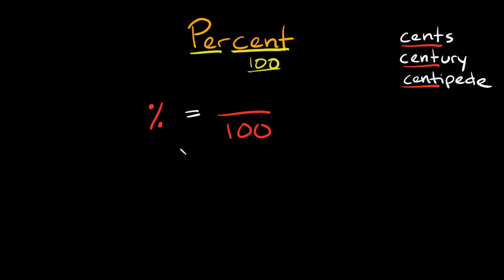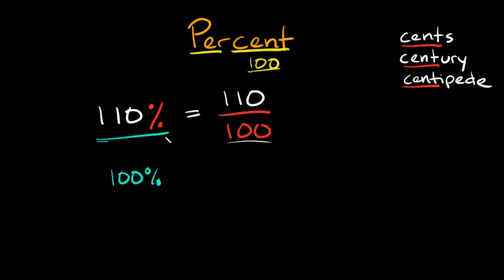Or sticking with the test analogy, let's say you stayed up all night long and you were studying and eating your vegetables. And on the test, you got 110%. That means you got 110 questions right out of 100. Okay, so this basically means you got extra credit, right? Because if you got 110% on your test, well, 100% would mean you got all the questions right. 110% means you got all the questions right plus some extra credit.